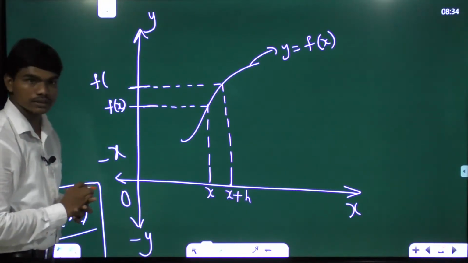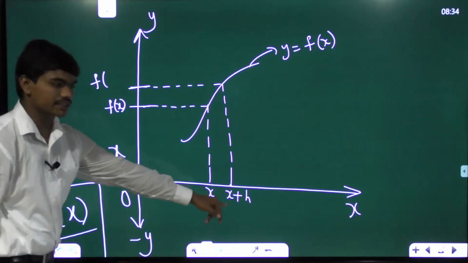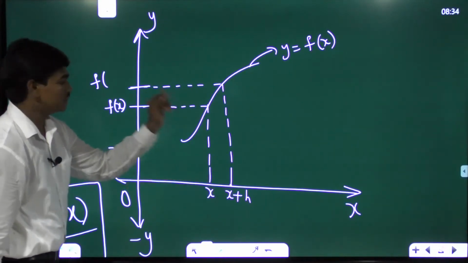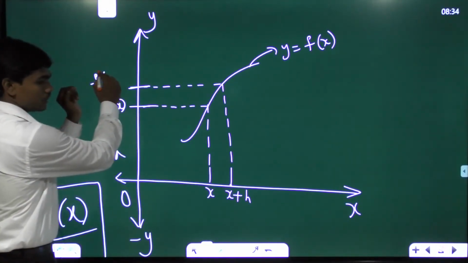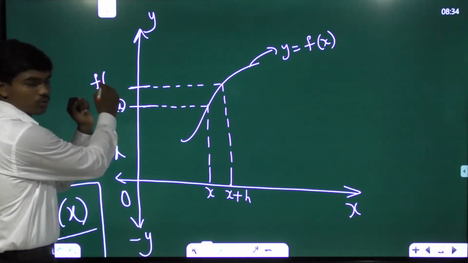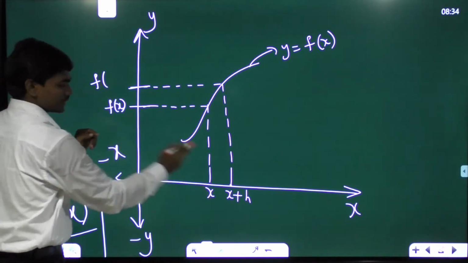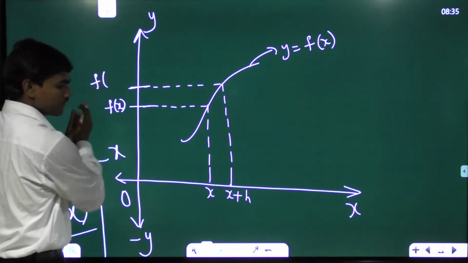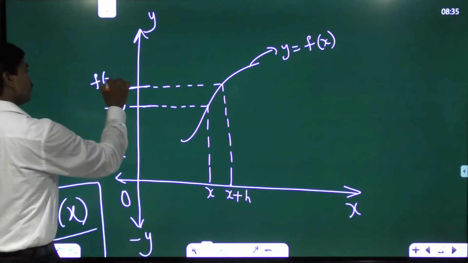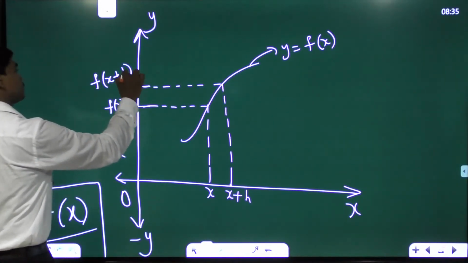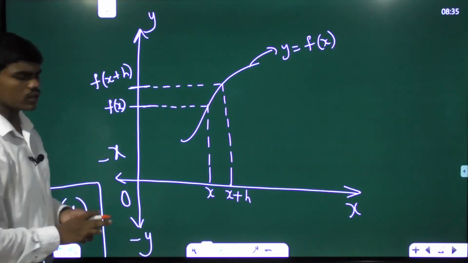F of, what could be the answer? Write down. If this is x plus h, what's the answer? What would be this value? If this is x, this is f of x, then if this is x plus h, what would be this value? Yeah, Tanusha, it's correct. F of x plus h. Correct.